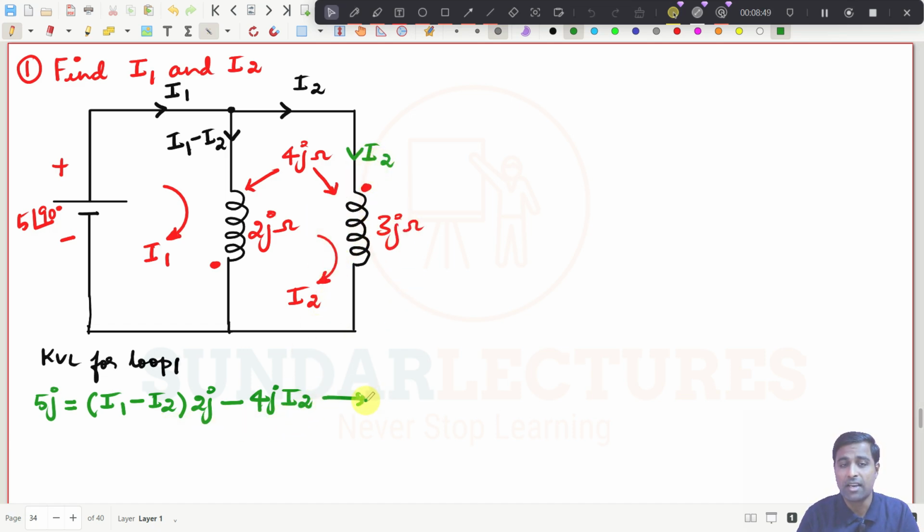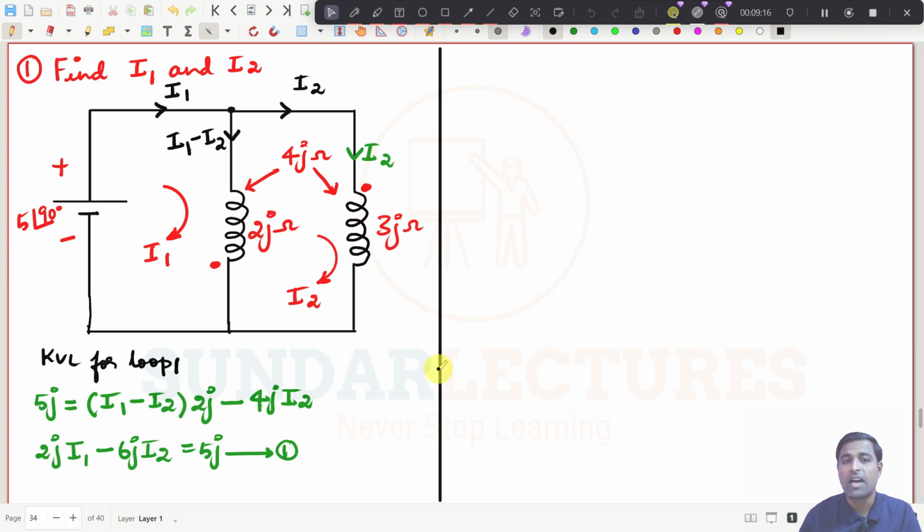So if I further simplify this 5j, maybe I will directly write down the expression. And if I simplify this, you just simplify yourself because I don't have time to simplify these kinds of things. So I will get an expression like this. You just multiply and then bring the constant terms to the other side and I1, I2 to the other side. So you will get an expression like this. So this is the first loop expression, and we will go for the KVL for loop number 2.